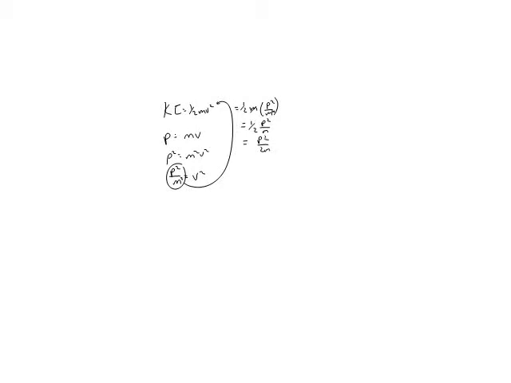Wait, so p squared equals m squared v squared, right? Yes. Shouldn't it be p squared equals 1/4 m squared v squared? No. This is the equation for kinetic energy. This is the equation for momentum. Oh. So I was trying to get momentum in there, and I needed a v squared. Okay. So they're two separate equations, and I'm putting them together. All right.